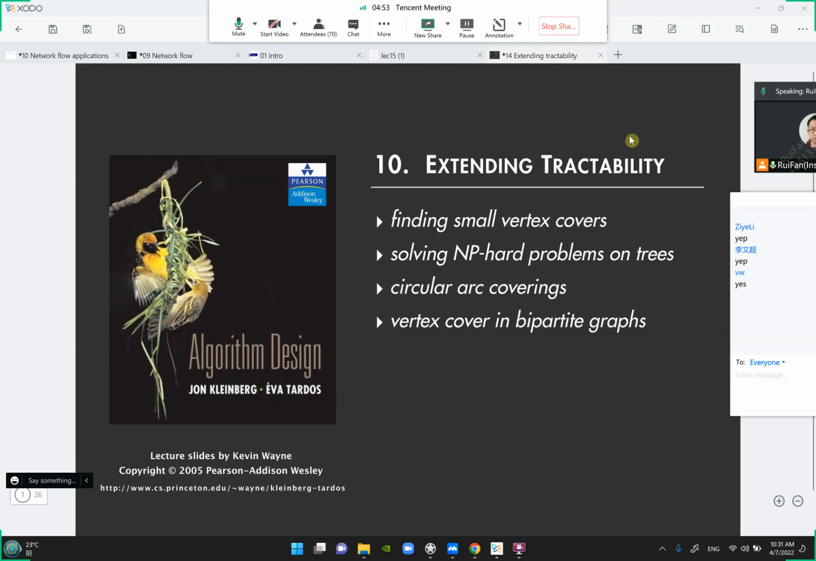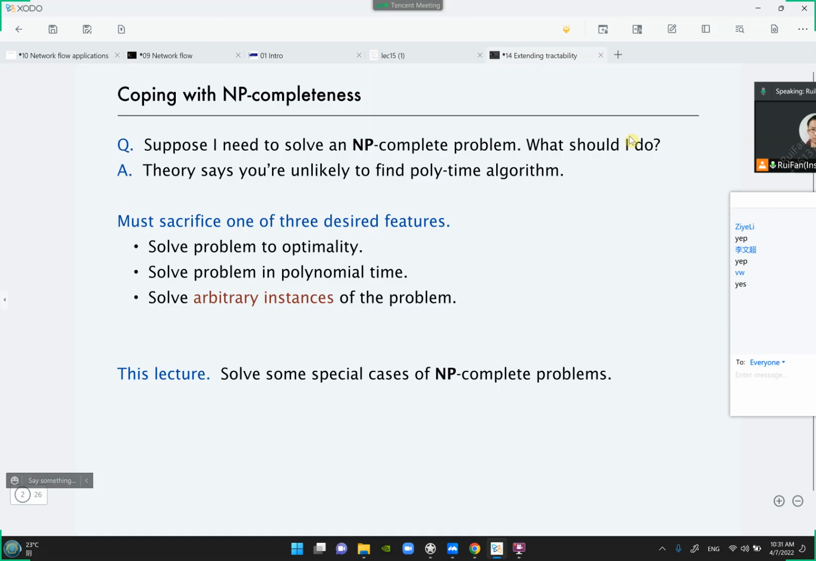Okay. All right, so then let's do today's lecture. Today we're going to talk about this topic which is called extending tractability. What we mean by this is that we study these NP-complete problems, and we said that in the worst case we don't have efficient solutions for them. In the worst case, usually we have to rely on some exponential time algorithm to solve these problems.